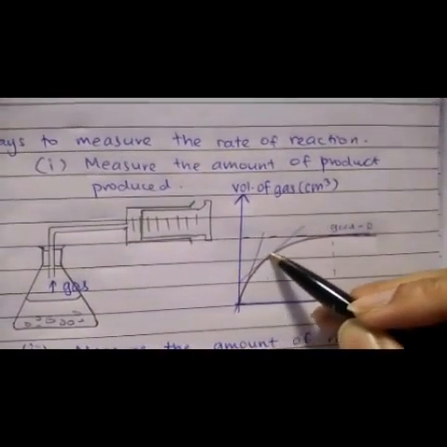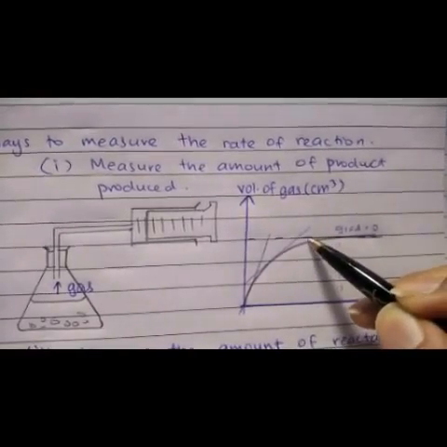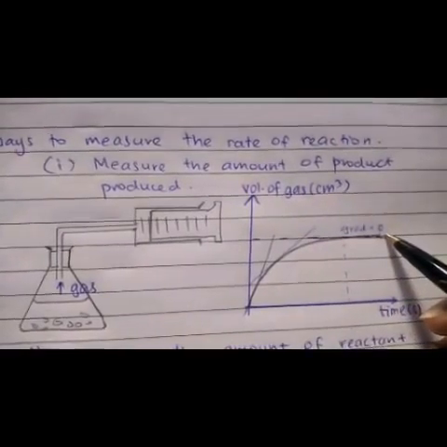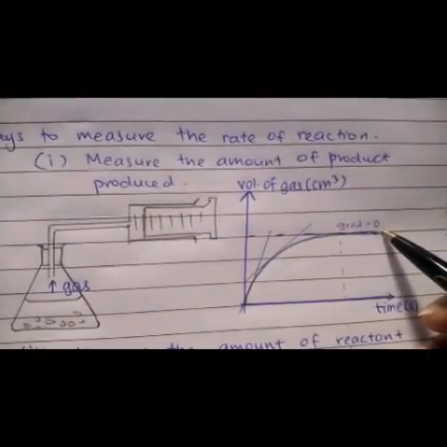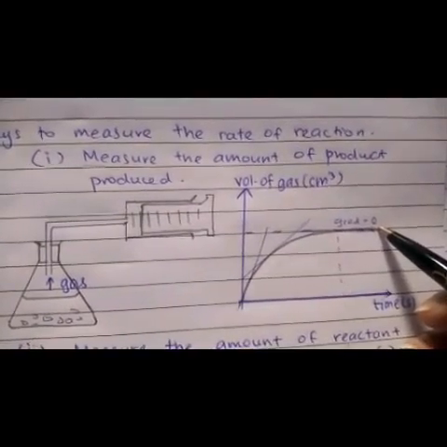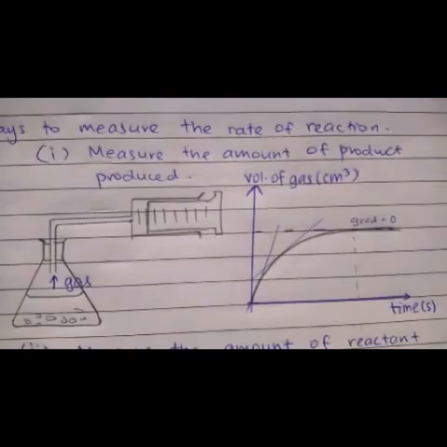Over time, it gets more gradual and eventually it reaches to zero. The gradient reaches to zero, meaning that the reaction has stopped because the limiting reagent is probably used up.